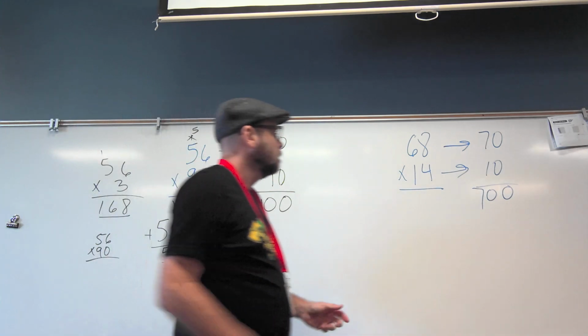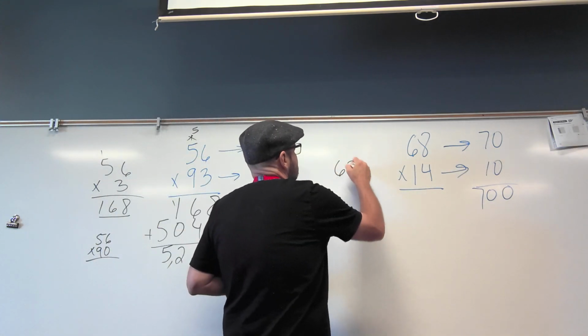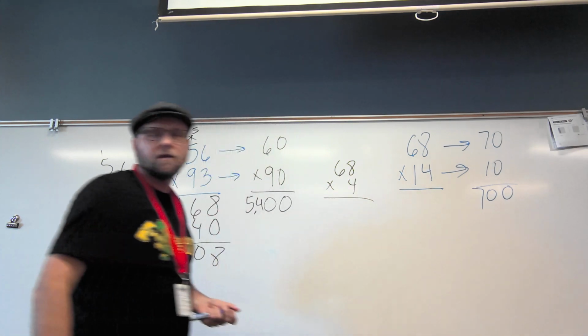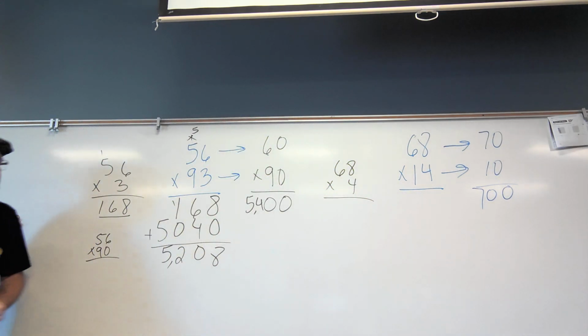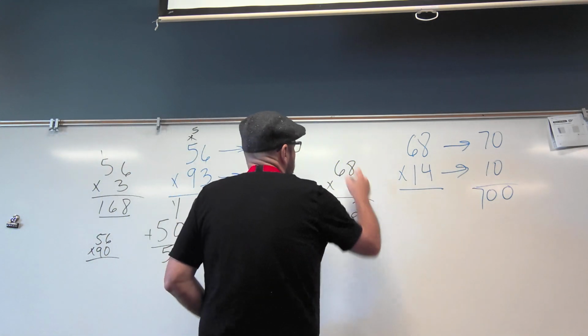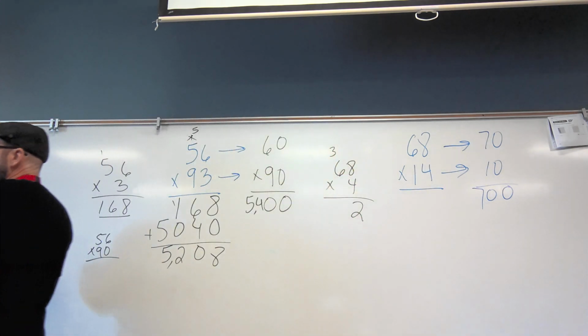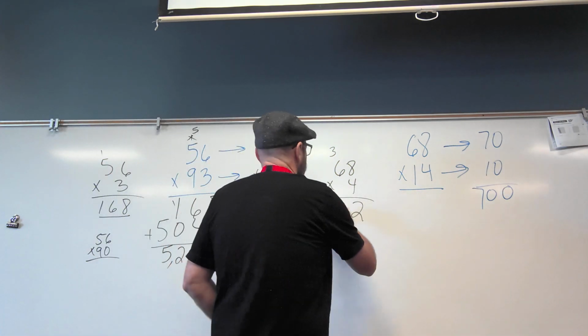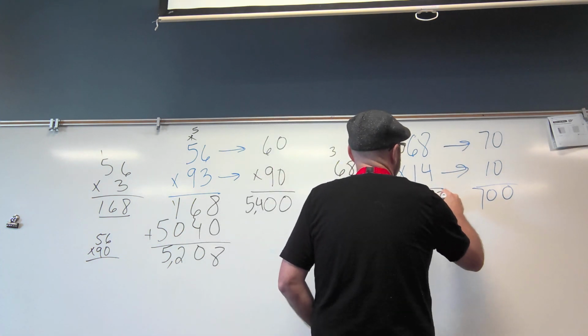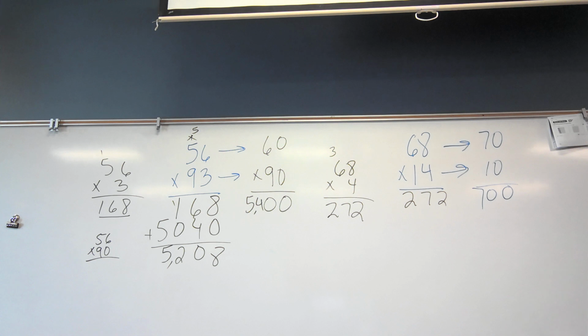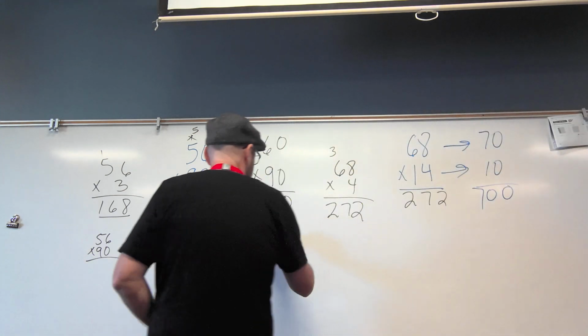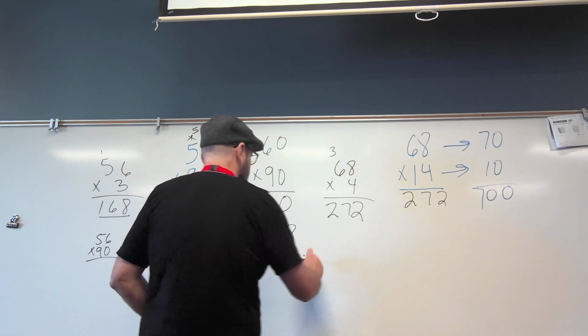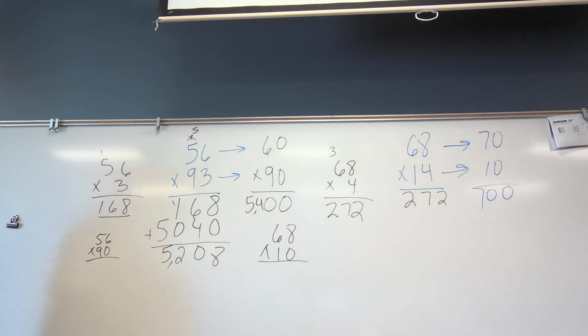So now first I've got to do 68 times 4. What's 4 times 8? 32. So 32 ones. Or 2 ones and 3 tens. What's 4 times 6? 24. 24 plus the other 3? 27. As long as you all are telling me the right thing, you should have 272 when you multiply 68 times 4. Now I could multiply 68 times 10, 680. And that's easy, 680.